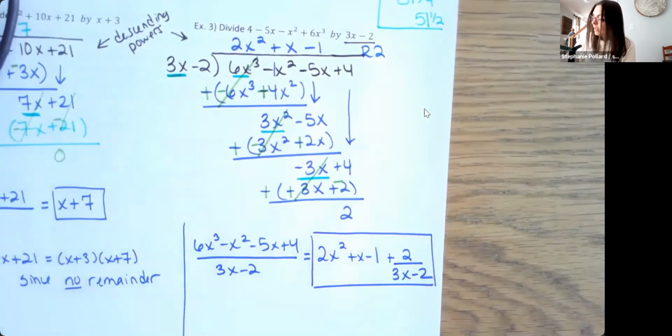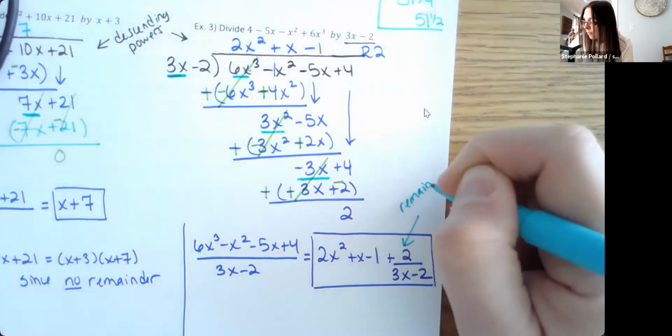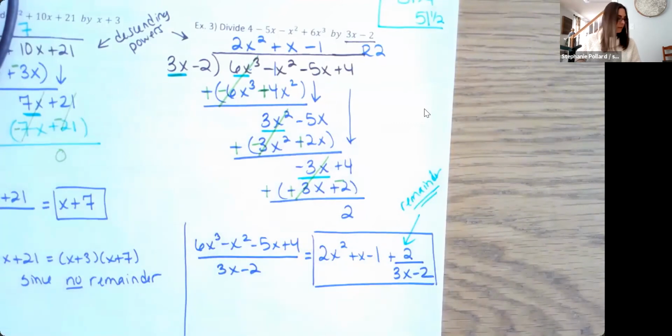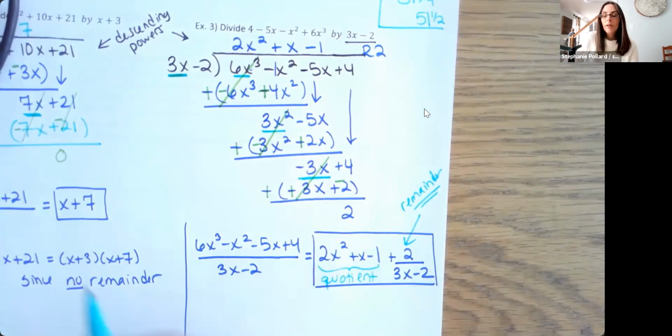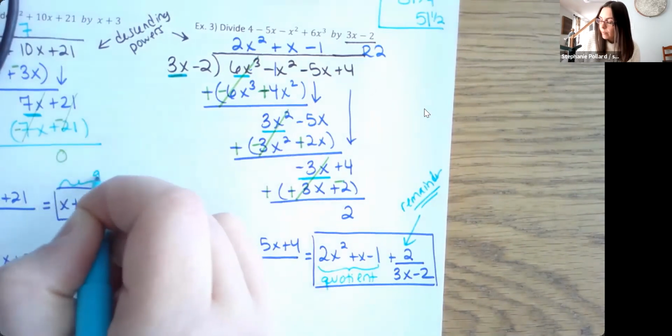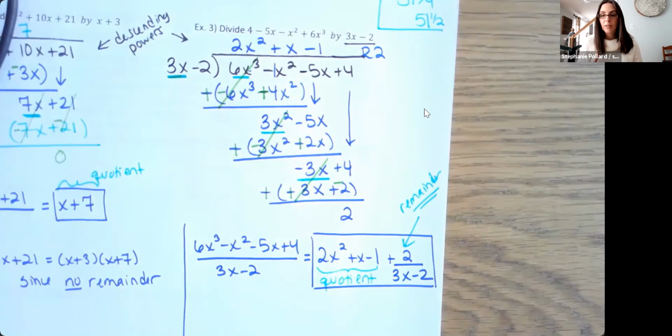Okay, so this part right here is where the remainder comes in. And then this part here is called the quotient. On the other example, we just have the quotient because we don't have any remainder. The remainder would be 0. So the quotient is that main division answer that you have.